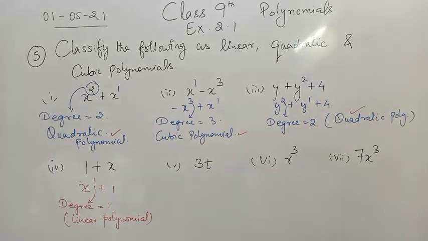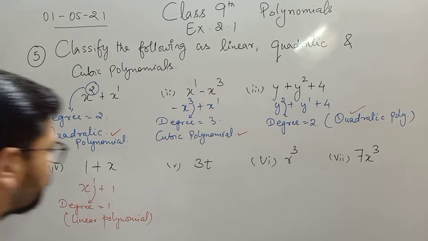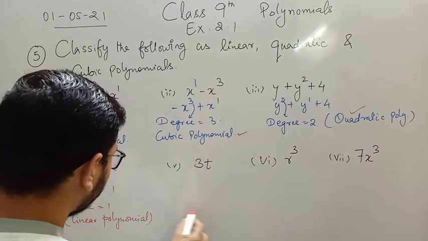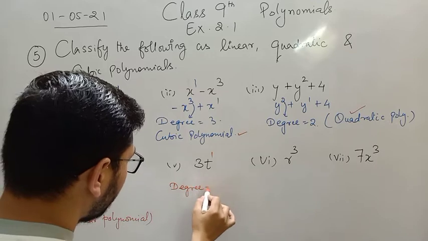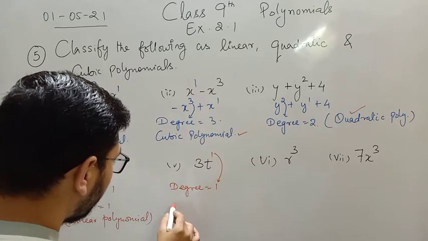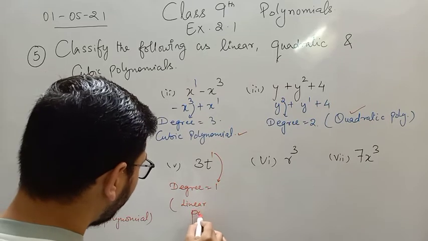Any doubt? 3t, again a linear. Highest degree is equal to 1, and it is again a linear polynomial.